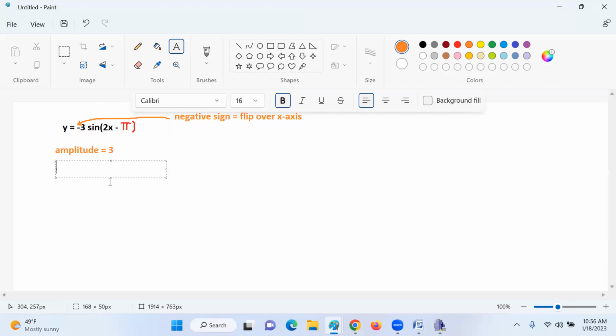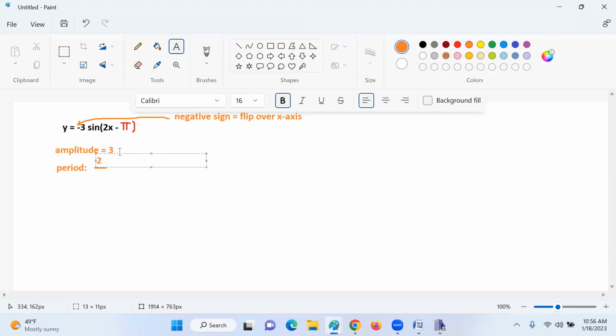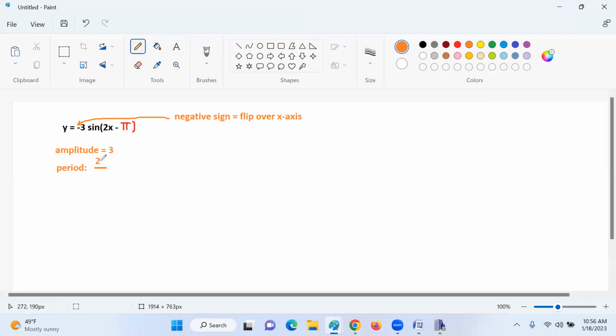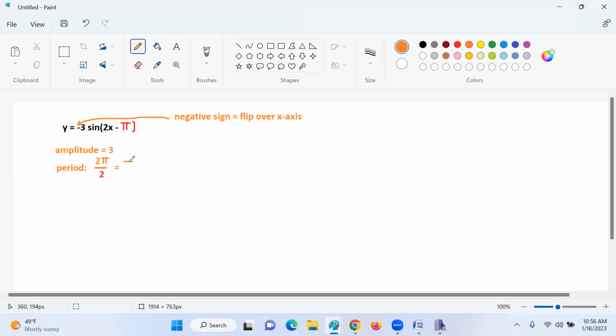So what is the period for this? The period is 2pi/2, correct? We always start with 2pi, and then divide it by the number you see for x. We see the 2x, so we just divide by 2. So the answer for that is pi. Are we good?